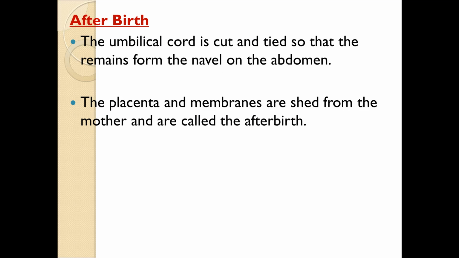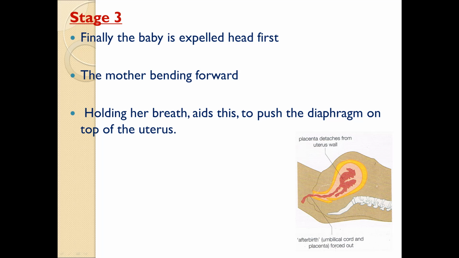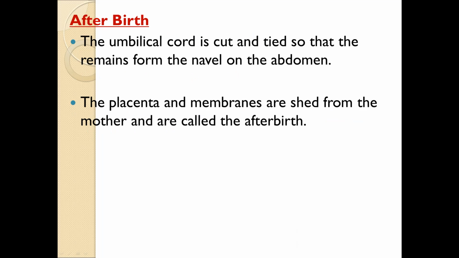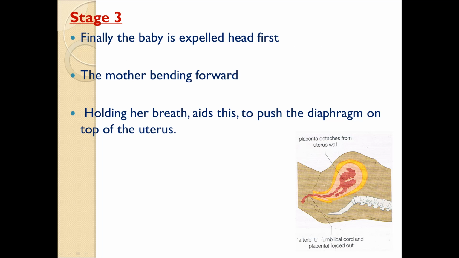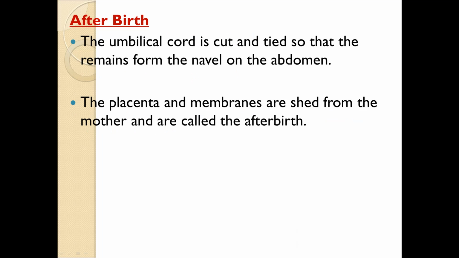And after those three stages, there is something that is called afterbirth. So the umbilical cord is cut and tied so that the remains form the navel on the abdomen of the baby. So this is the umbilical cord right here. Right, so they are definitely saying that what is left on the fetus in terms of the abdomen area there is what is known as the navel.